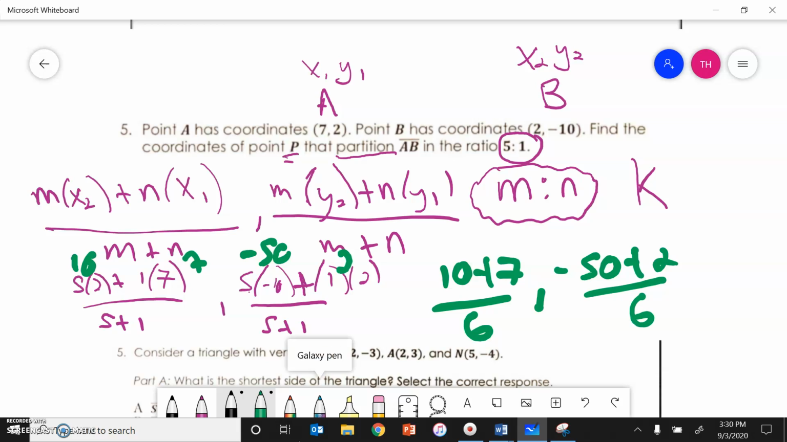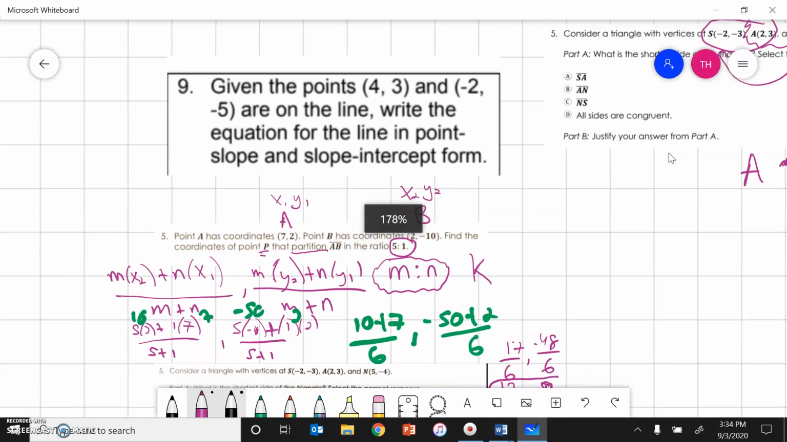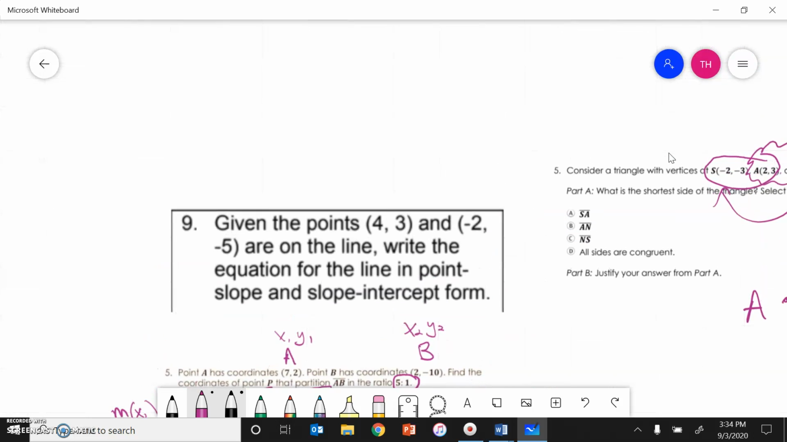Okay, so my answer is 17 over 6 and -48 over 6. And then 48 over 6 gives me 8. It's a -48, so it's a -8. And I have 17 over 6, that's my other answer. Again, that was using the partitioning formula to find the point that partitions the segment AB into a ratio of 5:1. And then the last type of question that I want to go over is one like this one.